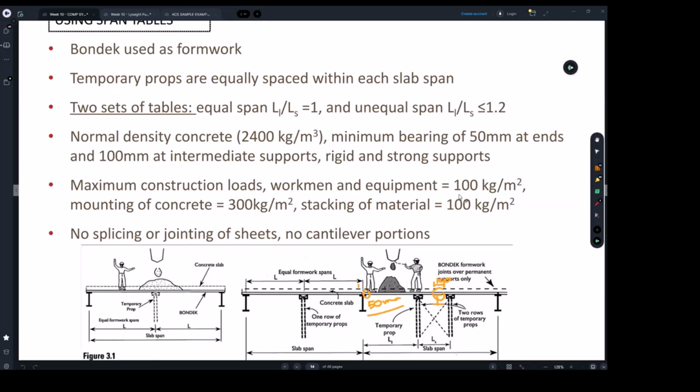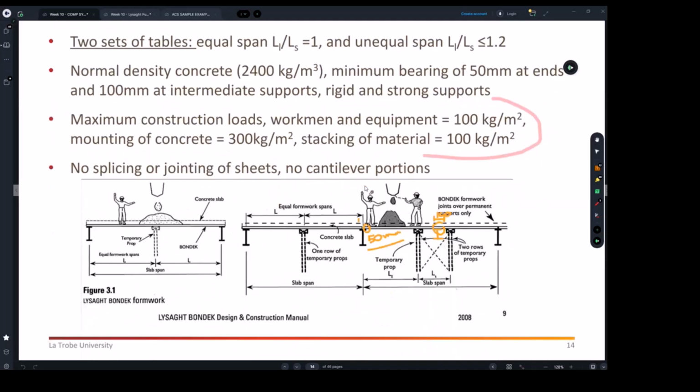The workmen and equipment is 100 kilograms, which is about 1 kPa. Mounting of concrete is 300 kilograms, so that's 3 kPa. We're talking here about mounting of concrete, not placement of the concrete slab, right? Because placement of the concrete slab can be higher than this. It's going to be up to 500 and depends on your design. Stacking of materials can be minimized, so you just need to make sure you distribute the materials as much as you can to be within these kind of figures.